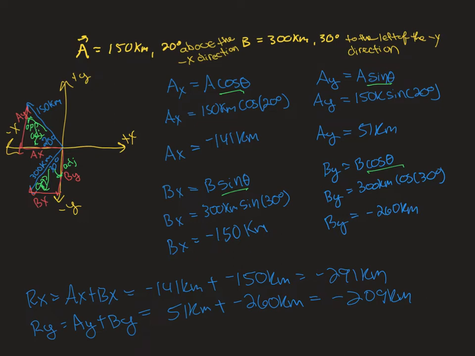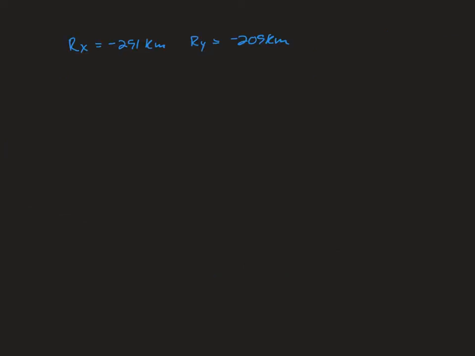Now that I have my components, I'm going to add together all of my x components, and I'm going to add all of my y components together, and that's going to give me the x and y component of the answer to my addition problem. Alright, so now that we have the components of our result, we are going to draw our new coordinate system.